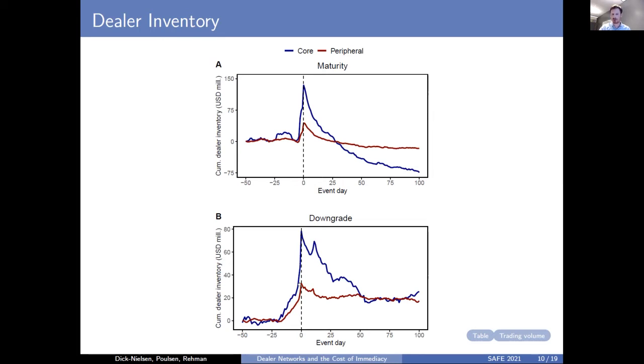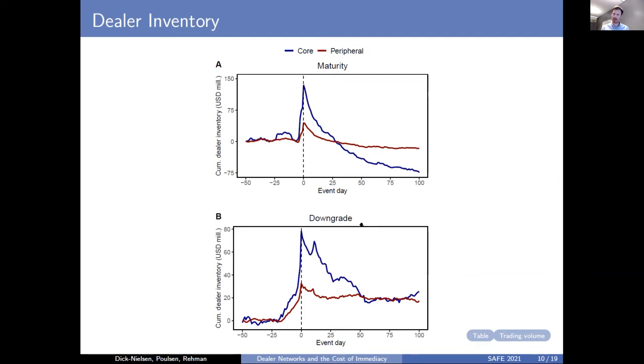You may notice here that there is a bit of inventory buildup prior to exclusion, and this is because the downgrade date is before the exclusion date. There are some investors, such as pension funds, that have to sell out when a bond is downgraded from investment grade to speculative grade. But in both cases here, we have that after exclusion, dealers are unwinding their inventories.